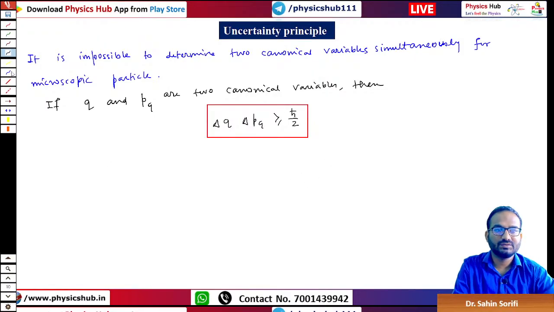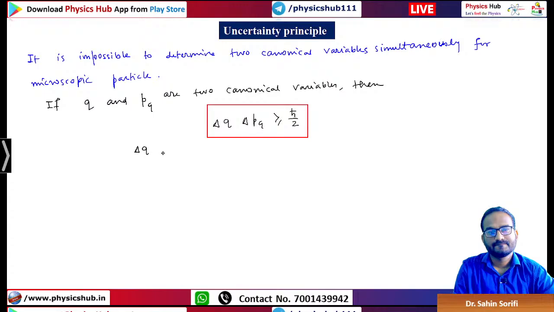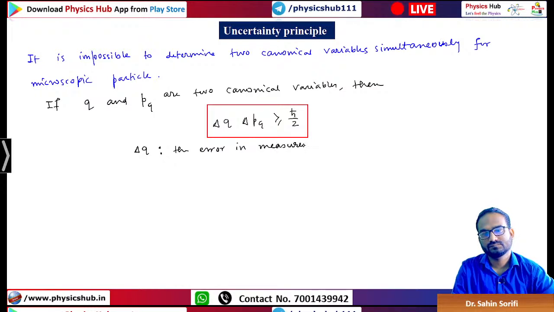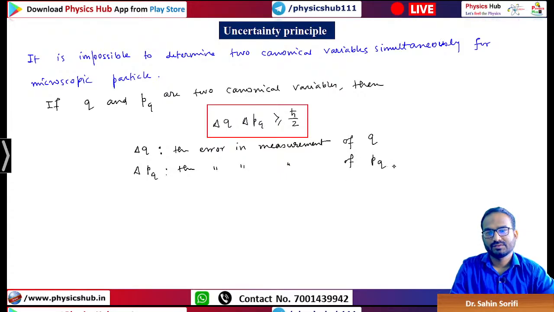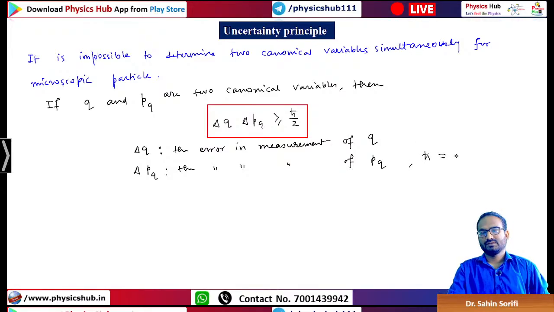So what is this delta q? Delta q is the uncertainty or the error in measurement of q, and delta p of q is the error in measurement of p of q. And h cut you already know, h cut is Planck's constant, known as reduced Planck's constant.